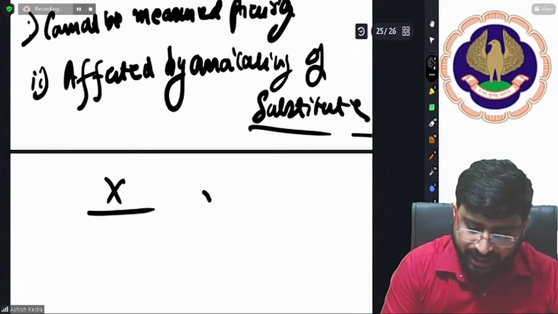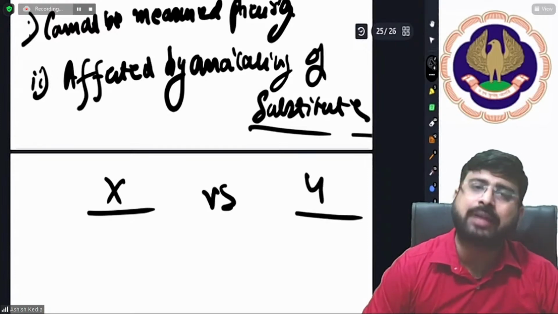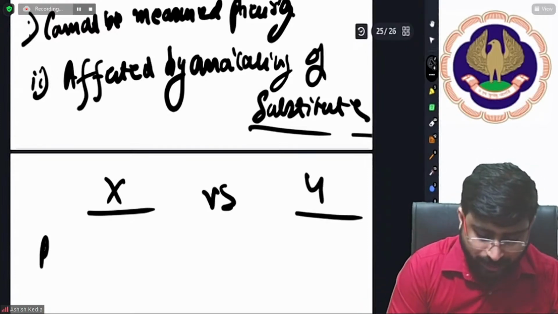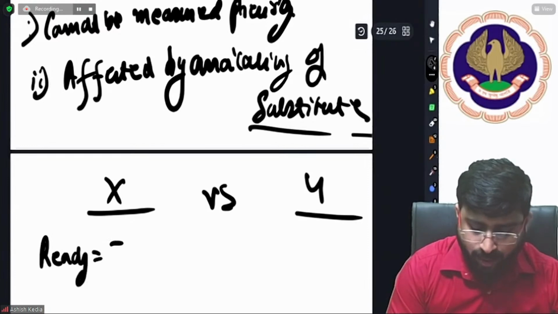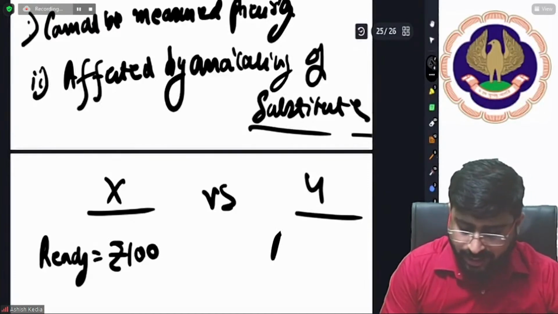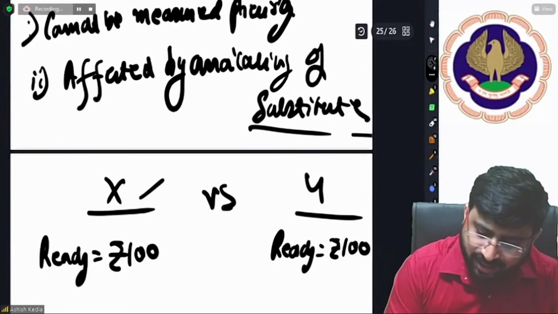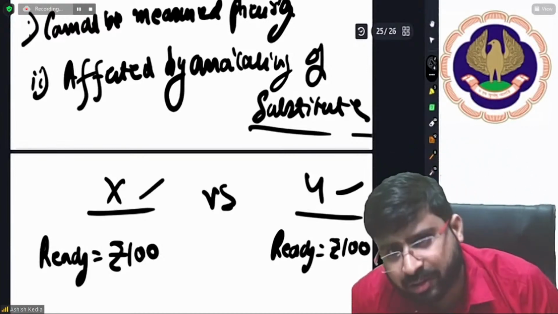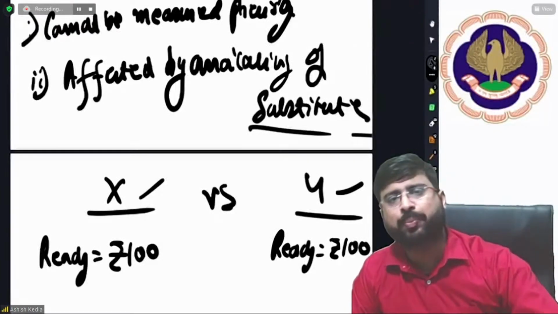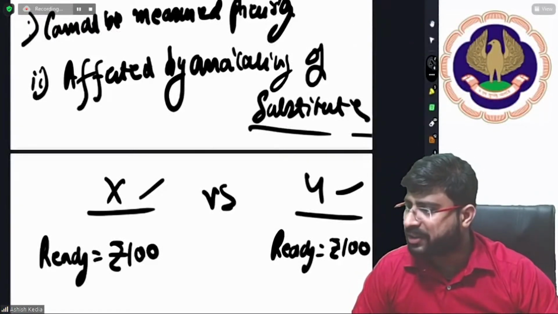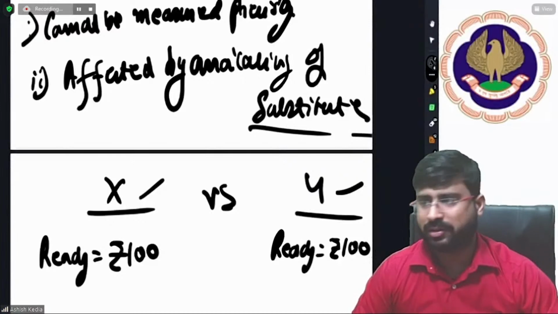There is commodity X versus there is commodity Y. Now suppose the consumer is ready to pay rupees 100 here also, and here also the consumer is ready to pay rupees 100, because X and Y do the same work. So the consumer is ready to pay the same amount, that is 100 rupees.